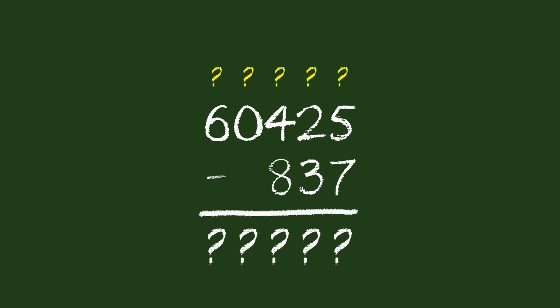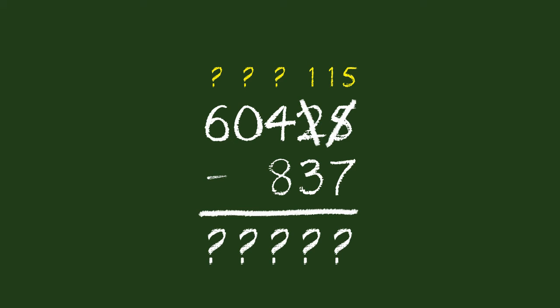Let's try another one. Here we have 60,425 minus 837. We will start by subtracting the 7 from the 5 in the ones column. Since 7 is greater than 5, we will have to borrow from the 2 in the tens column. Doing this puts a 1 in the tens borrow location and a 15 in the ones borrow location.